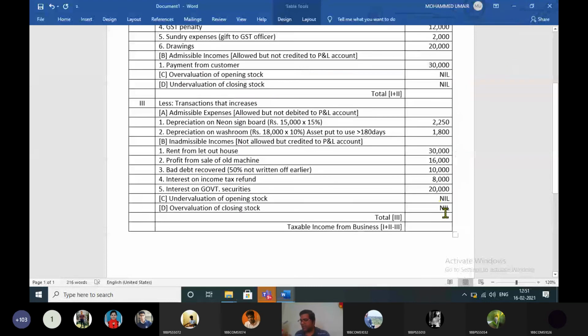So this is in fact the last question on this concept, computation of income from business. Next we will be moving on to income from profession. The first chapter is titled profits and gains from business and profession. So there are two concepts. One is how to compute business income of an assessee. Second, how to compute income from profession.